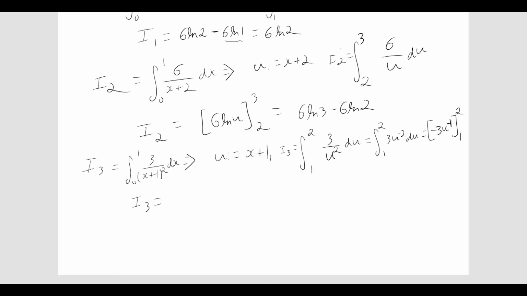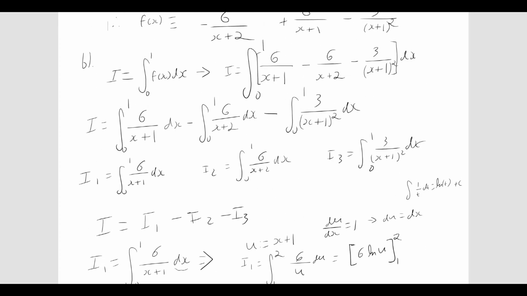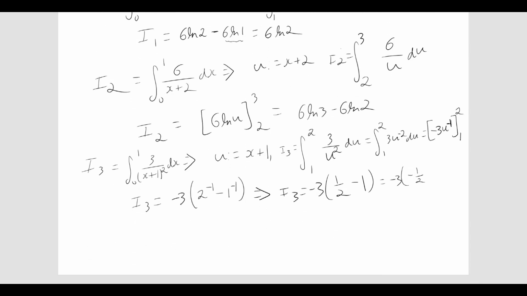So I have I3 equal to, now personally the easiest thing for me to do is to take out the minus 3 as a factor. So I have minus 3, 2 to the minus 1, take away 1 to the minus 1, which implies I3 is equal to minus 3, 1 over 2, take away 1 over 1, which is 1, which is minus 3 times 1 half take away 1, which is minus a half. Minus 3 times minus a half is just 3 over 2, 1.5, which is my result for I3.